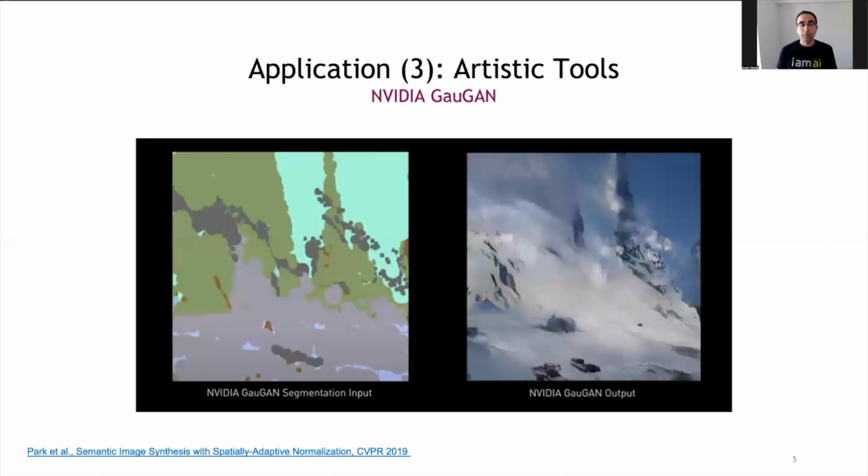Deep generative models can also be used for building artistic tools. In this example that you can see on this slide, we have a tool that can be used by an artist who happens to be just a 6-year-old kid to draw a semantic layout of a scene. And this tool can take the semantic layout and generate a corresponding high quality image that has the same semantic layout.